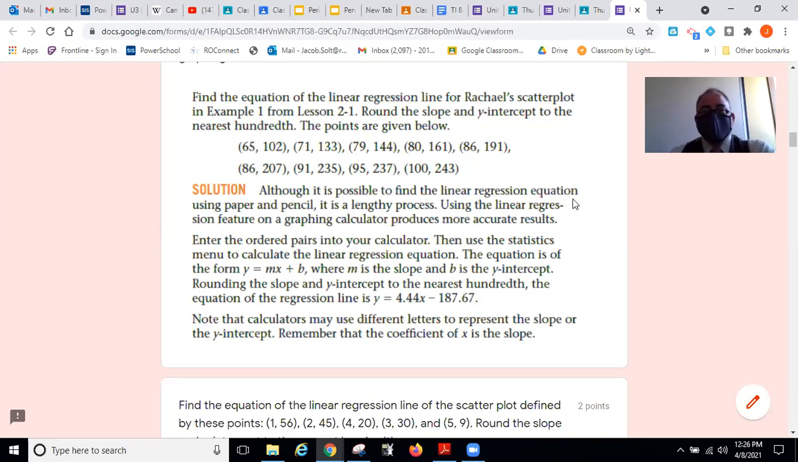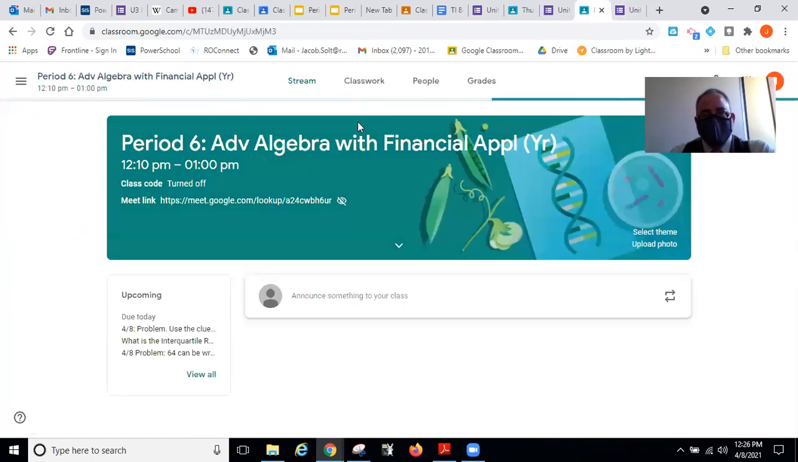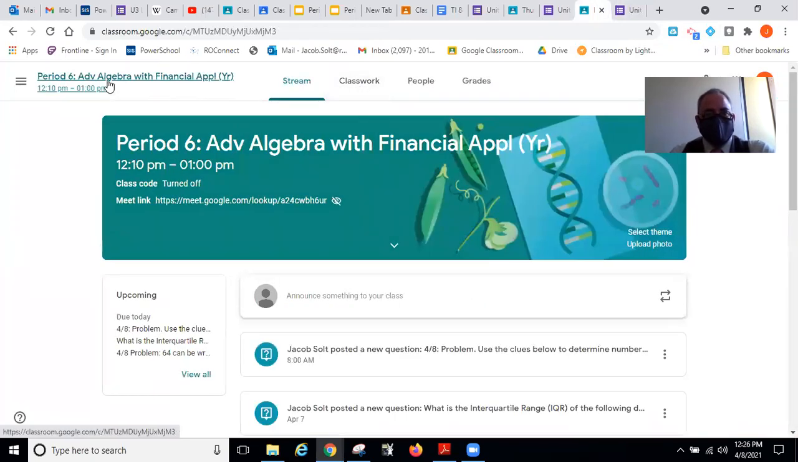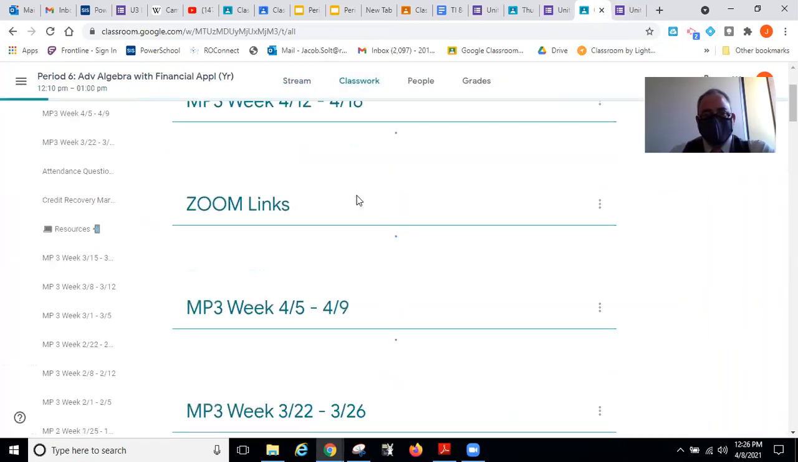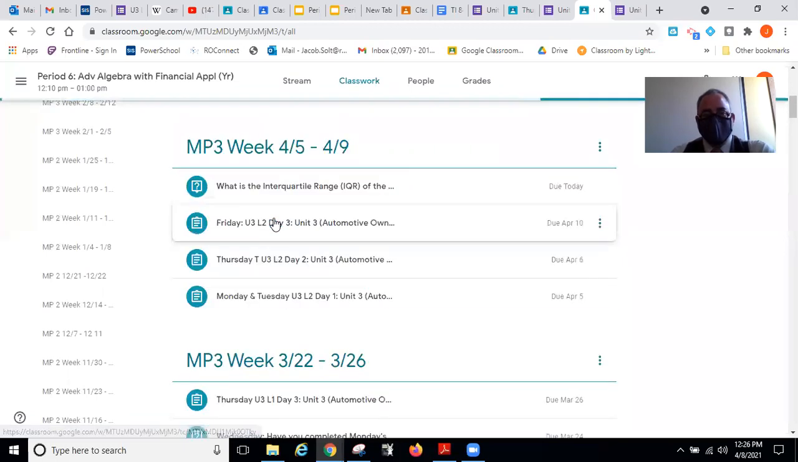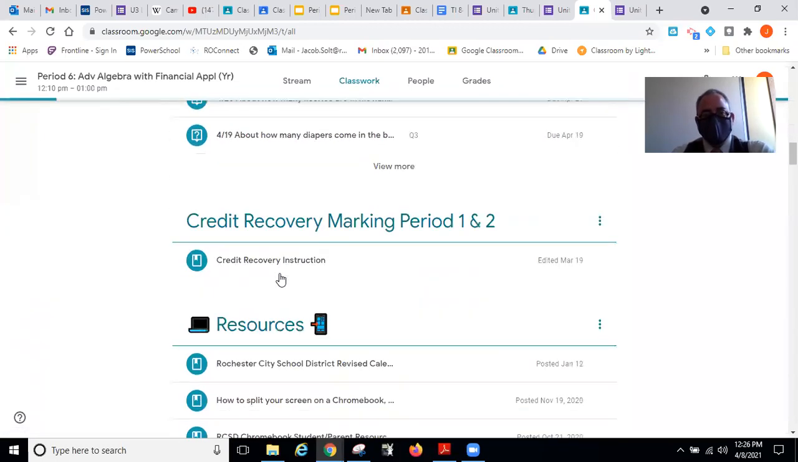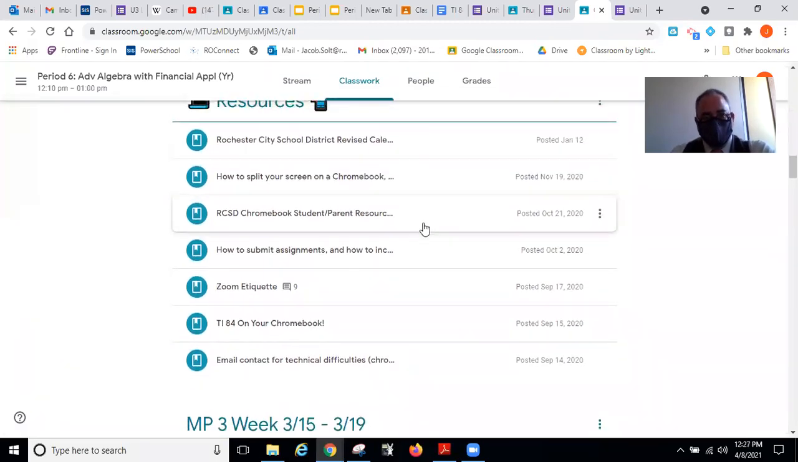Does anyone not have a calculator on their Chromebooks? If you do not, period 6, advanced algebra, go to the classwork tab. Somewhere in here there's a thing called resources. Once it loads, come on, resources. You can do this. You've got to talk nicely to the computer so it behaves. Where is it?